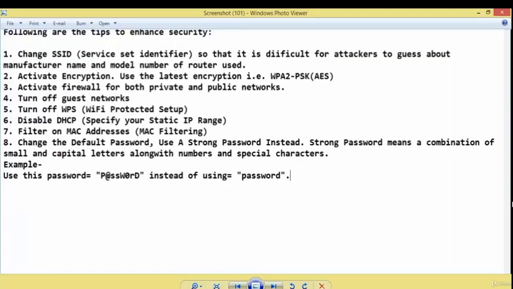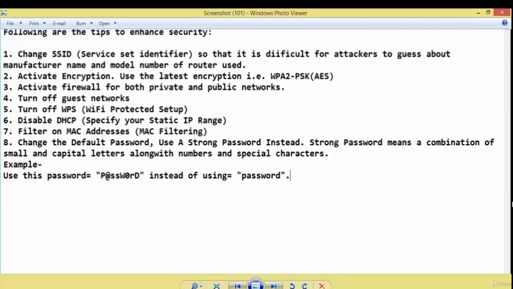Here are some tips to secure your Wi-Fi router. Your first tip is change the SSID so that it is difficult for attackers to guess the manufacturer name and model number of the router used. Our second tip is activate encryption. Use the latest encryption, that is Wi-Fi Protected Access 2. Our next tip is activate firewall for both private and public networks. Then turn off guest networks.